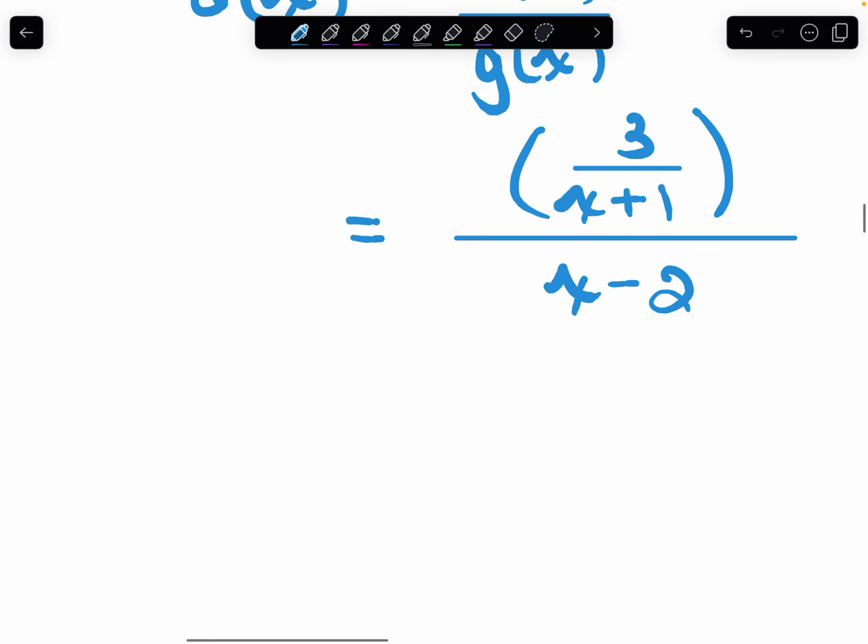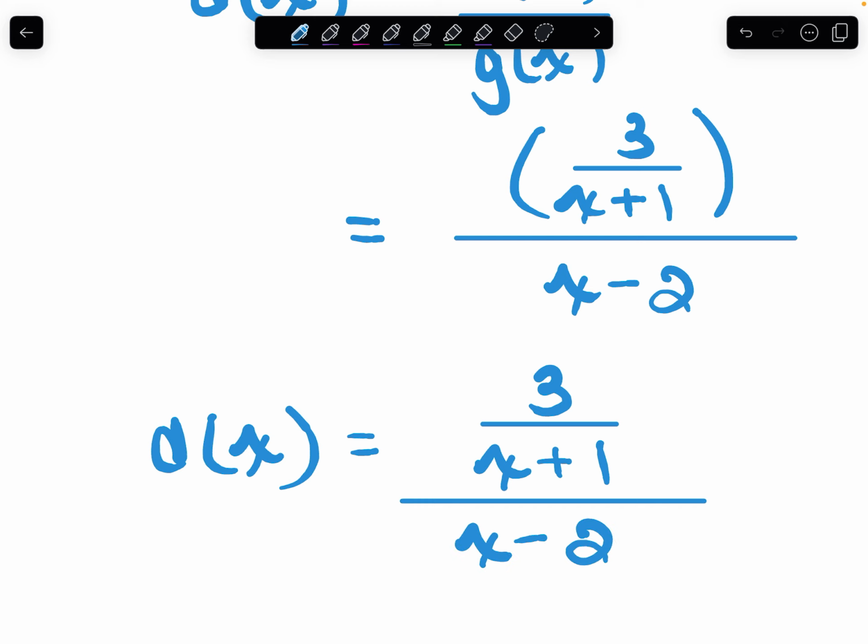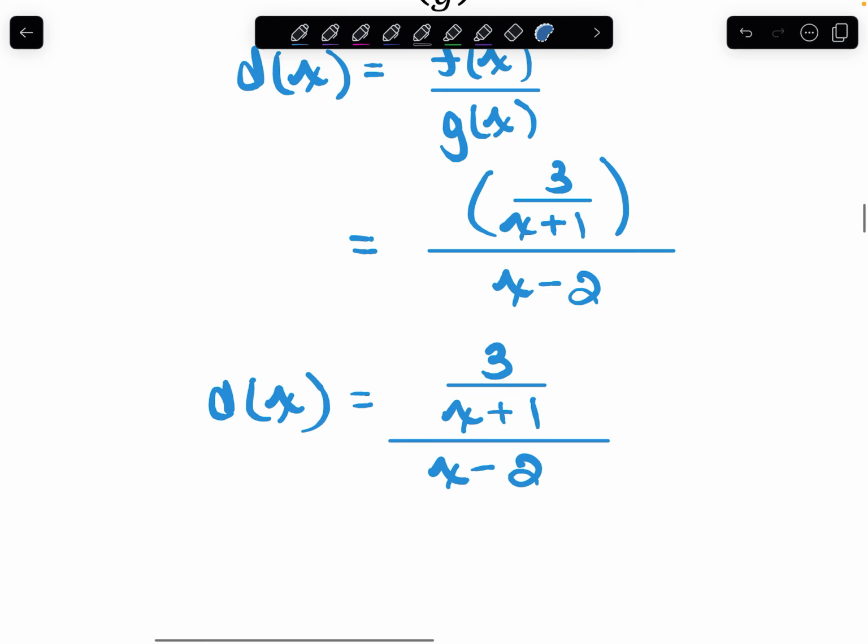So if it does not say to simplify, I'm perfectly fine with you leaving the D of x as 3 over x plus 1, all over, notice the difference in size of the division bars, x minus 2. So if it doesn't say simplify, that's fine.